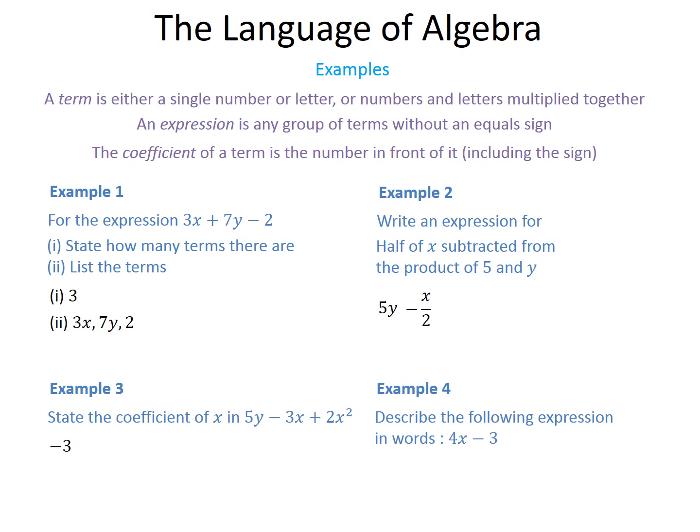Now finally, we're going to describe the following expression in words, 4x minus 3, and we want to use those special words. First of all, I've got 4x here, so that's the product of 4 and x. And I've also got the 3 here. Now remember, I don't want to say the product of 4 and x minus 3. I want to use that subtracted from. And so that means I'm actually going to start off with 3 subtracted from the product of 4 and x. So using those special maths words, I have to say 3 first and say what it's subtracted from, which is the product of 4 and x.